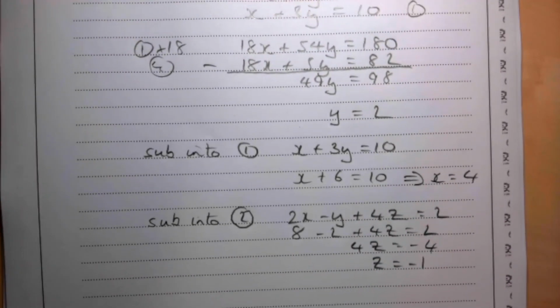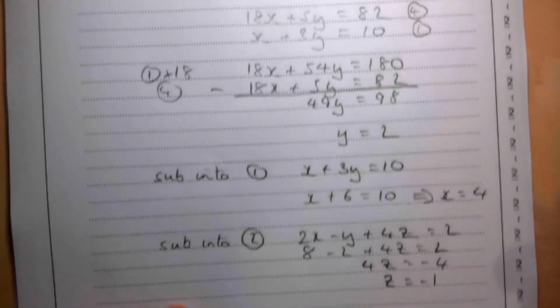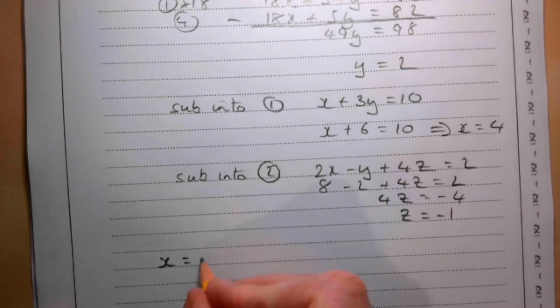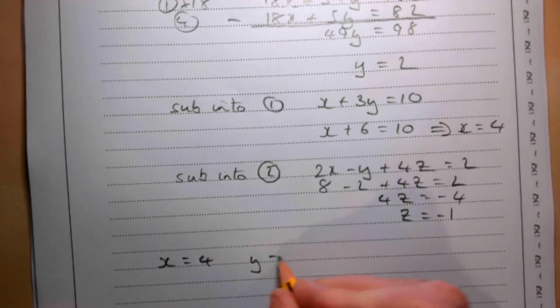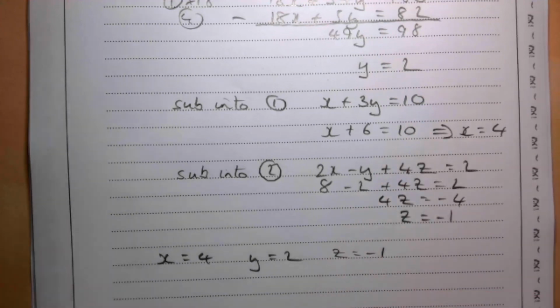It's always good to do a check, so you might want to do a check with equation 3 or something like that. Substitute your x, your y and your z in, but our final answers then are x is 4, y is 2 and z is minus 1.